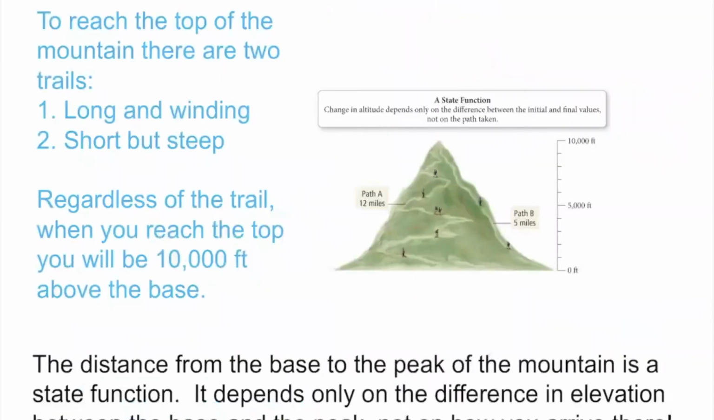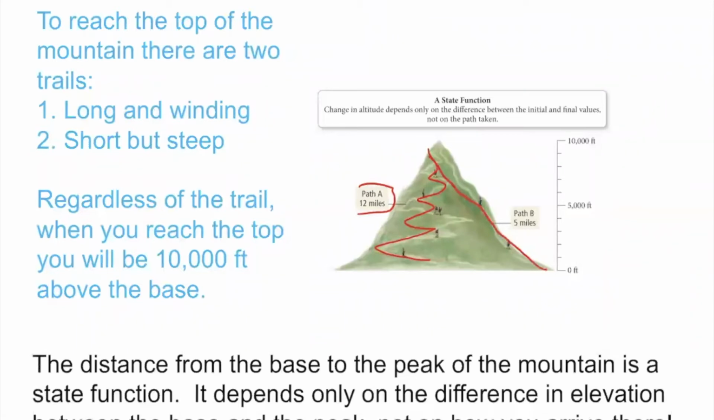Going back to the whole state of function, as I was mentioning, what that means is, let's say you have to go up a mountain. In this mountain, you have to climb 10,000 feet. Now, there's two paths that you can take. You can take path A, which is going to make you go up 12 miles, or you can take path B, which you have to go only 5 miles.